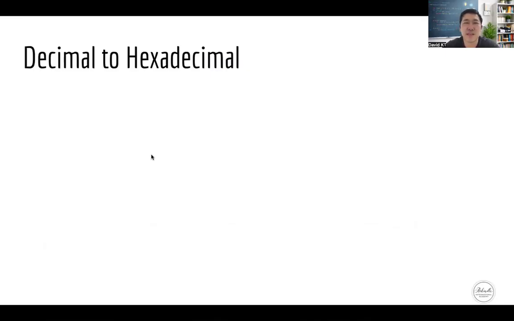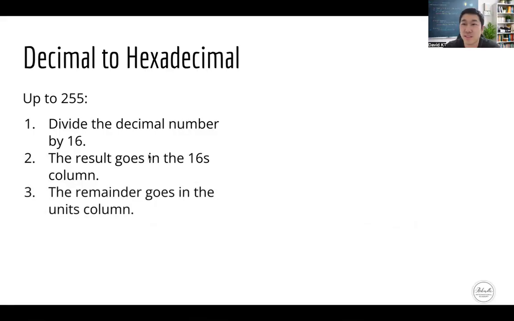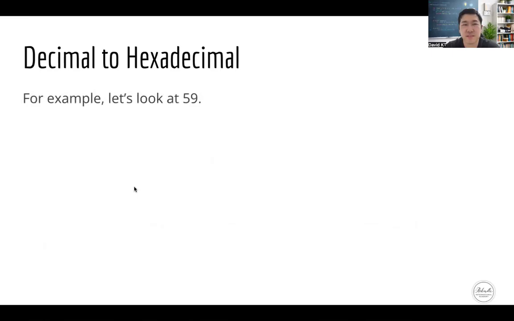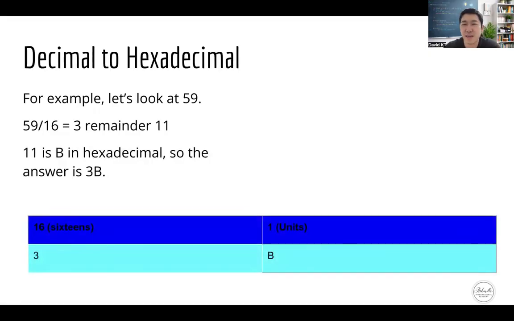So more about decimal to hexadecimal. If we take numbers up to 255, divide it by 16, that result goes in the 16s column. The remainder goes in the units column. So again, let's look at 59 as an example. 59 divided by 16 gives you 3 with a remainder of 11, which means 3B is our answer.